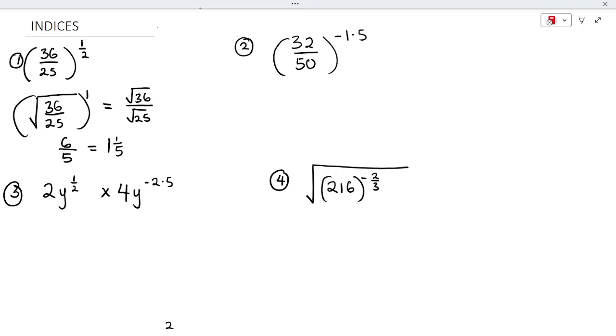Next question. 32 over 50 raised to the power of minus 1.5. First thing we do, you remember whenever you have a negative index, what do you do? If it's a fraction, simply turn the fraction upside down. That means in this case, we'll be having 50 over 32. Turn the fraction upside down, then the negative power disappears, raised to the power 1.5.